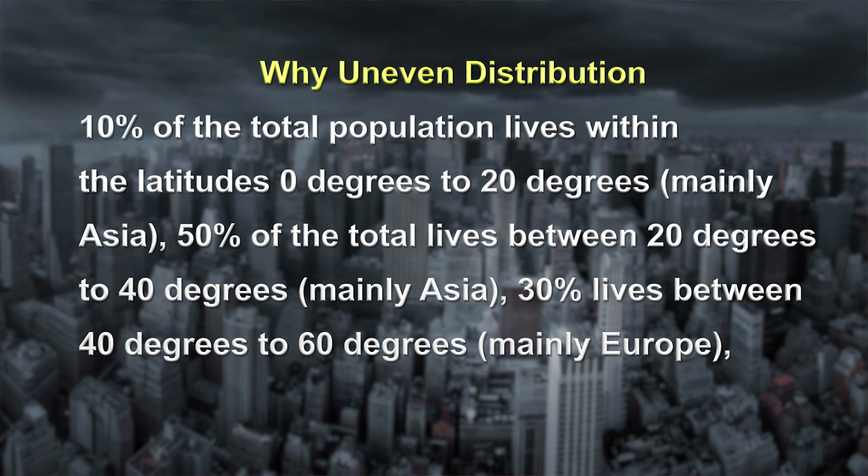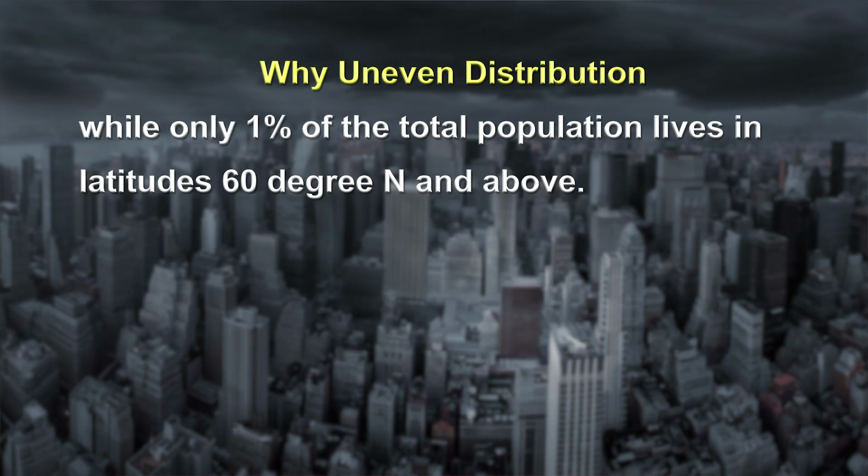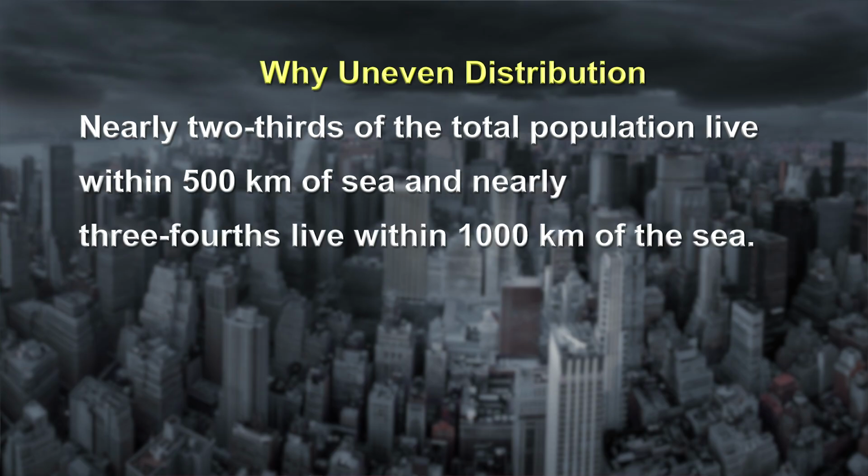10% of the total population lives within the latitudes between 0 degrees to 20 degrees north, that is mainly Asia. 50% of the total lives between 20 to 40 degrees, again mainly Asia, and 30% lives between 40 to 60 degrees north, mainly Europe, while only 1% of the total population lives in the latitudes of 60 degrees north and above.